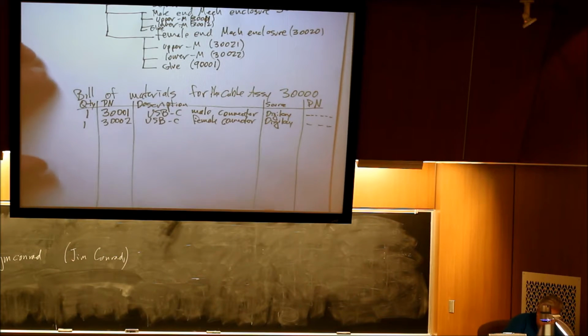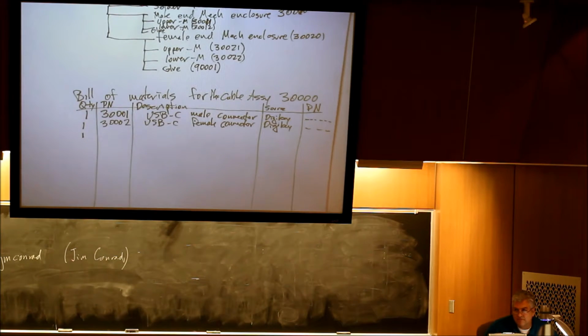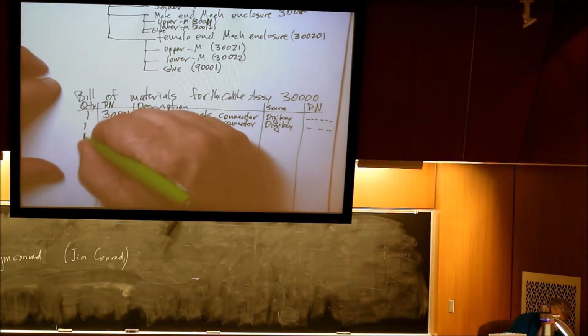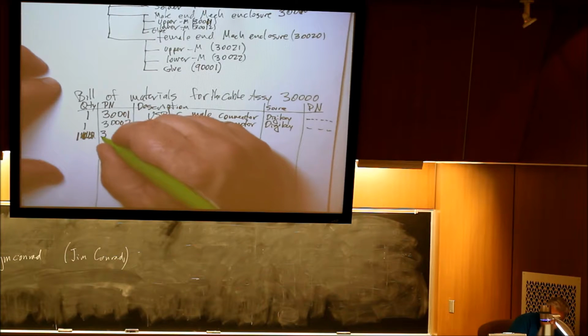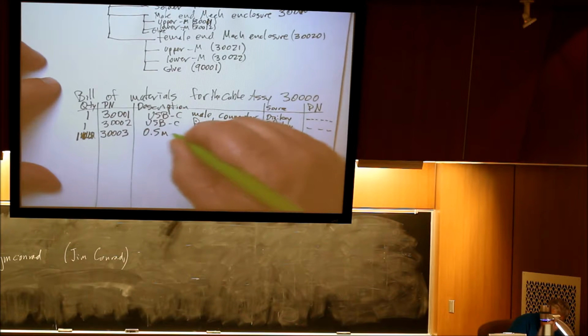Now, one thing I should add too is we're going to go with, how long should our flex cable be? 1, 2, 3 feet? We'll use meters. How many meters? 1 entire, that's a pretty long cable. You know, shoot for half a meter? Let's do half a meter, all right? We're going to go one quantity. This is 30003. This is 0.5 meters flex cable.